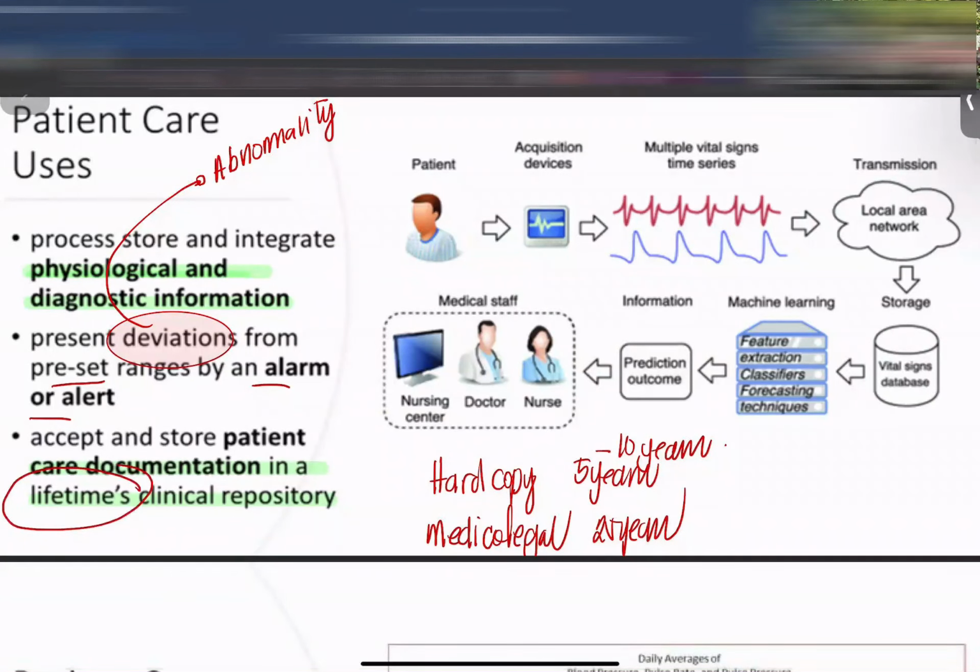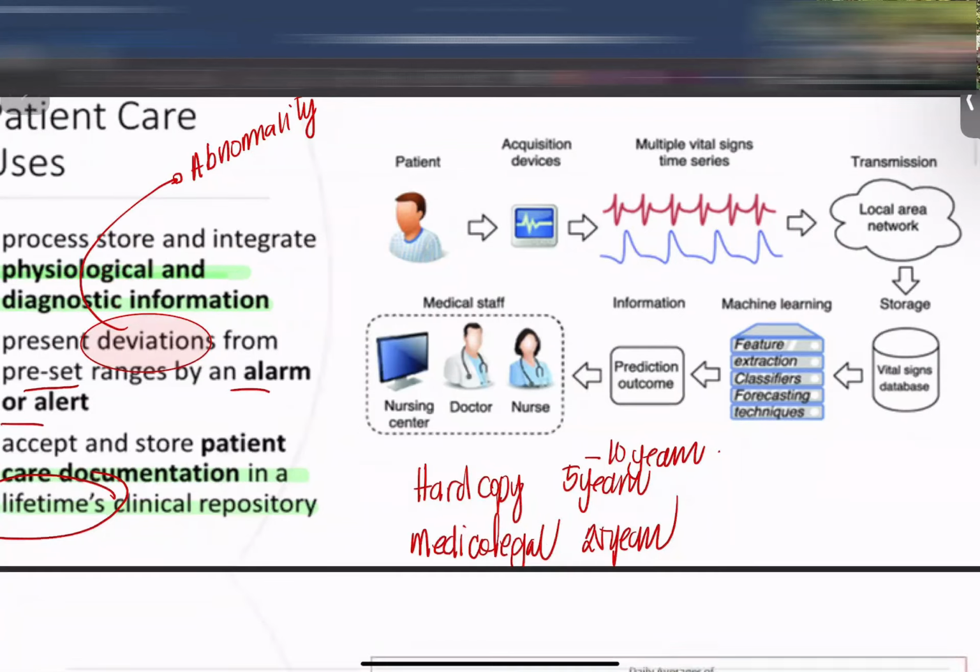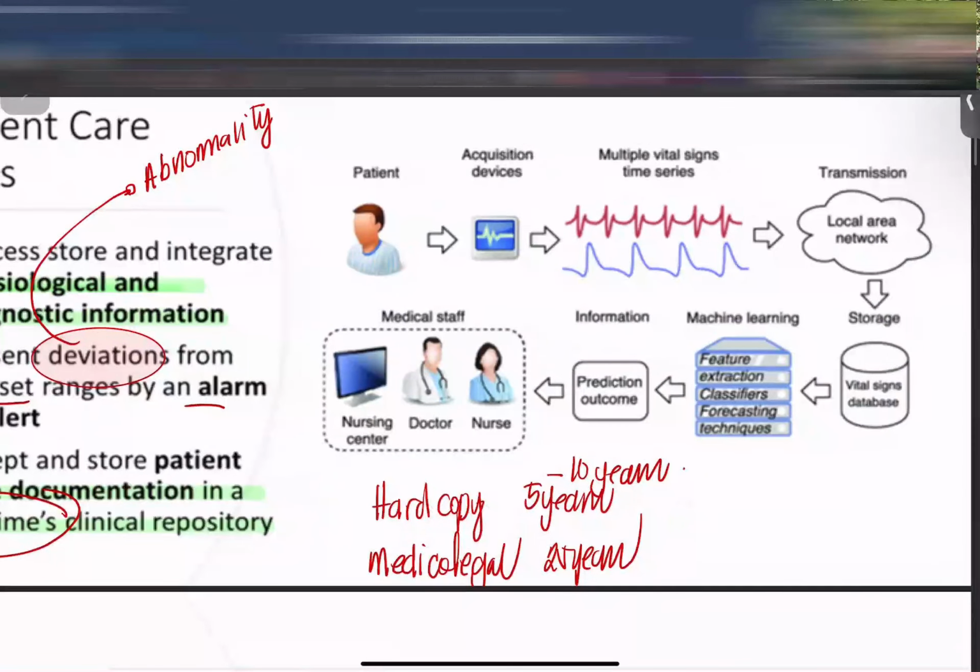lifetime clinical repository. So why did it become lifetime, class? Because we are already able to keep the documents without the need for physical space in the hospital setting. Hindi na masyadong malaki ang physical space na na-occupy ng documents natin because they are already soft copies, supposedly. Okay? Supposedly.